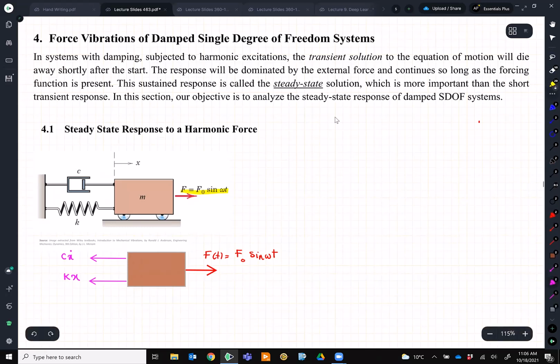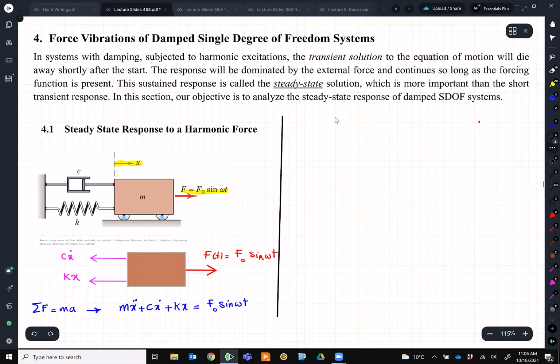Following the coordinate, we write down the equation of motion, which here we just need Newton. Sum of the forces must be equal to ma. It gives me m x double dot plus c x dot plus kx equal to F0 sine omega t, which is familiar. It looks exactly the same as the equations that we had before. Now our goal is to solve this equation. It's a second order differential equation.